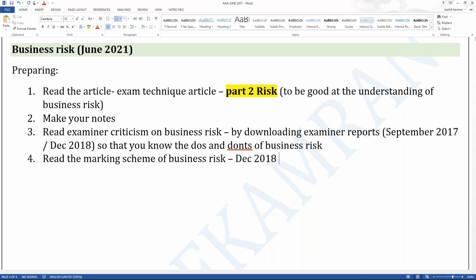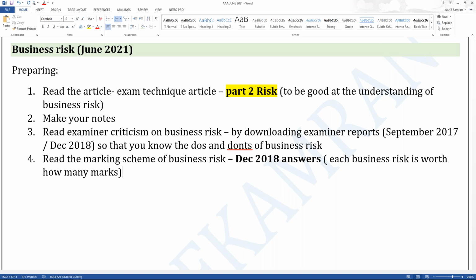So you will look at the answers of the December 18 paper. And I hope you know that in the answers of the paper, you have the marking scheme. I'll be showing you that in my webinar. Don't be worried about it. Read the marking scheme of business risk from the December 2018 answers so that you know each business risk is worth how many marks.